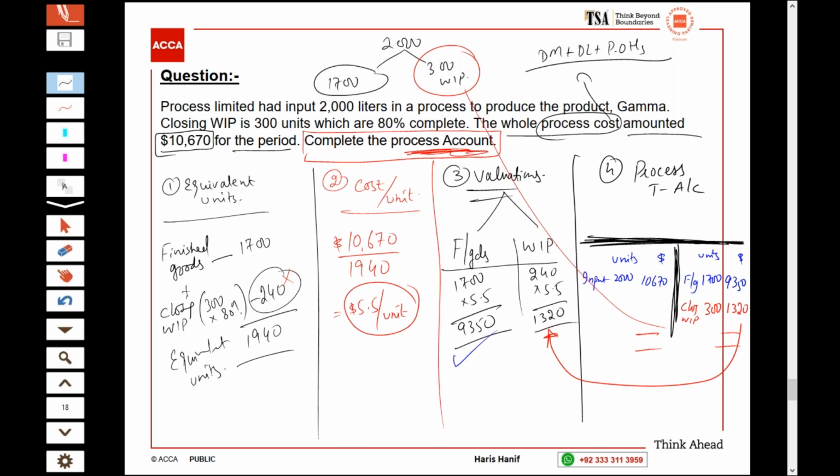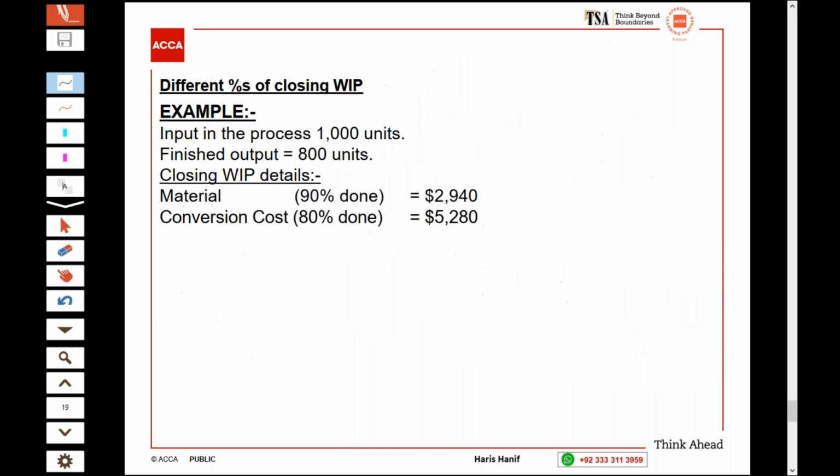Now let's move on to the next slide, and it is different stages of closing WIP. What are the different stages? First of all, this is written conversion cost. I should first explain the conversion cost.